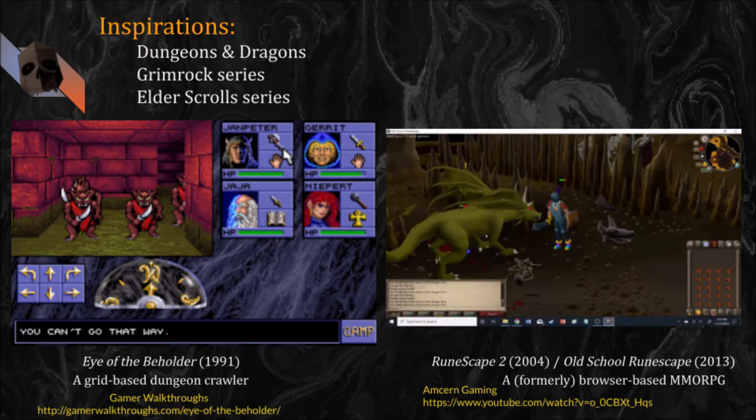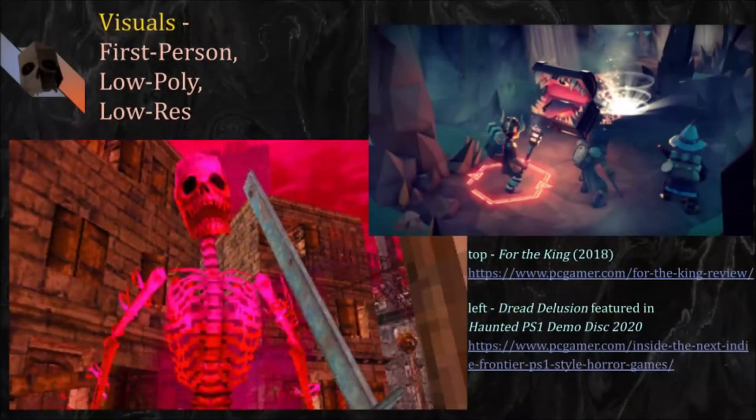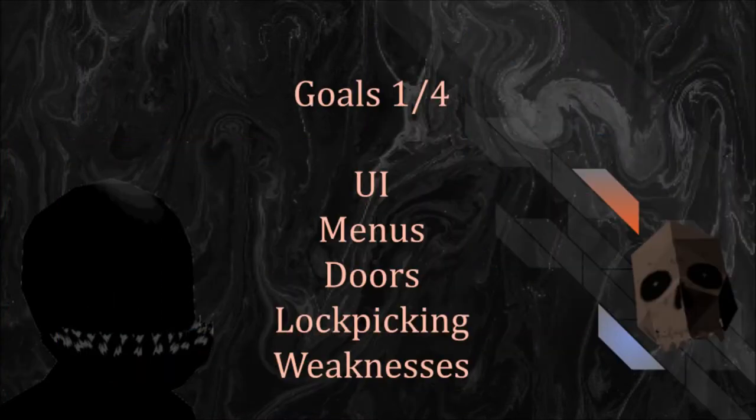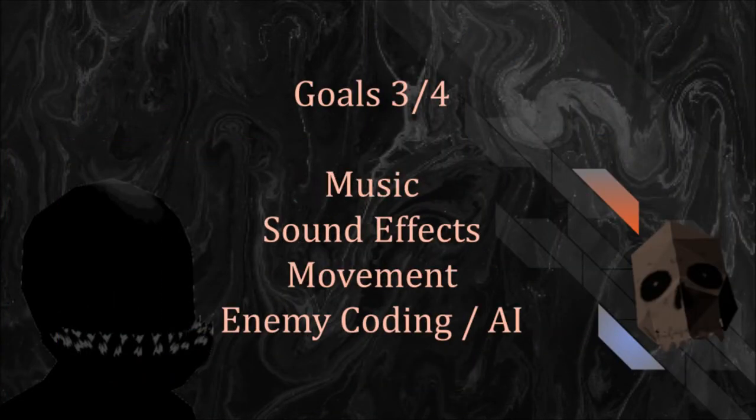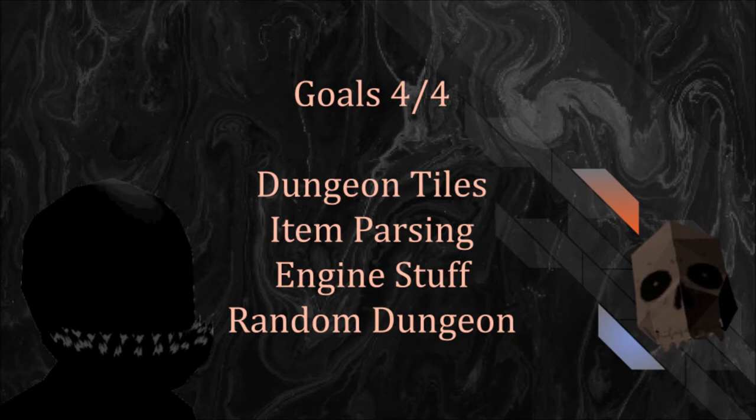RuneScape is more of a graphical inspiration to us, with its simple yet compelling mechanics. Some more examples of the art styles we're going for are in For the King, shown in the top right, and Dread Delusion, shown in the bottom left. Next, we'll show off what we worked on in Death's Descent, and at the end, we'll show a demo.